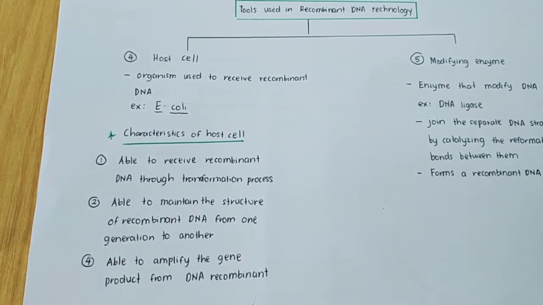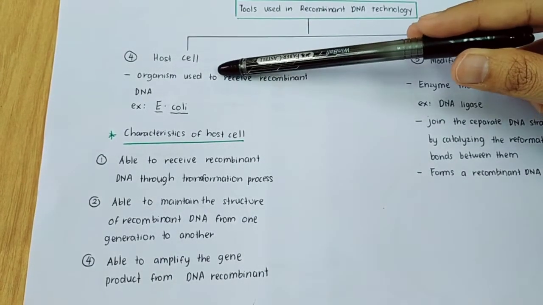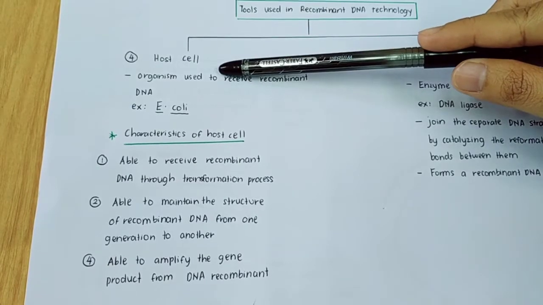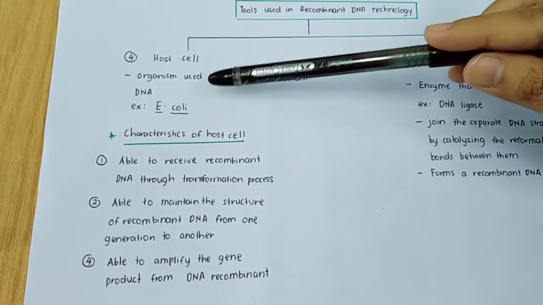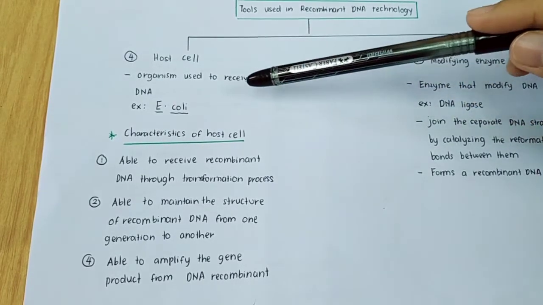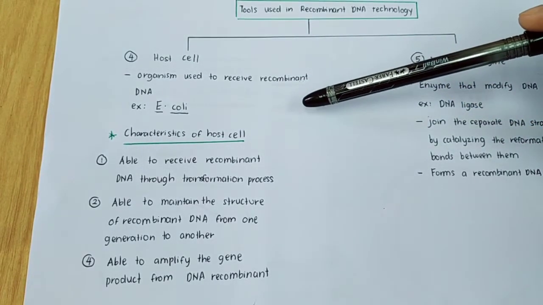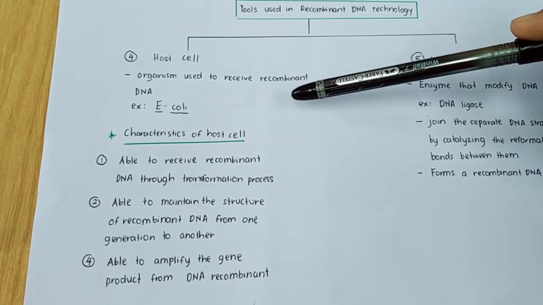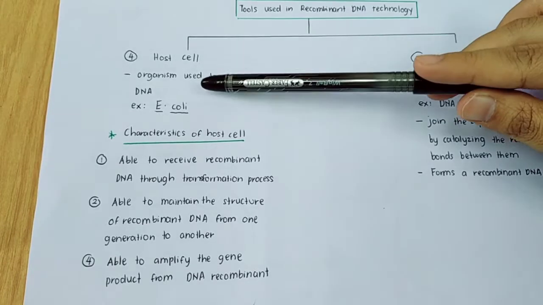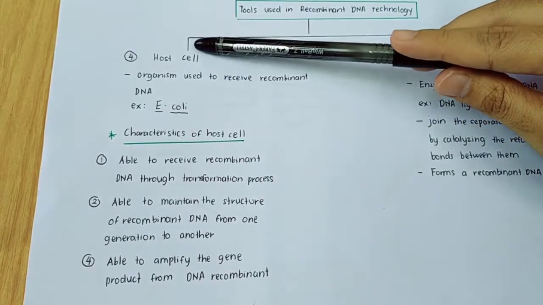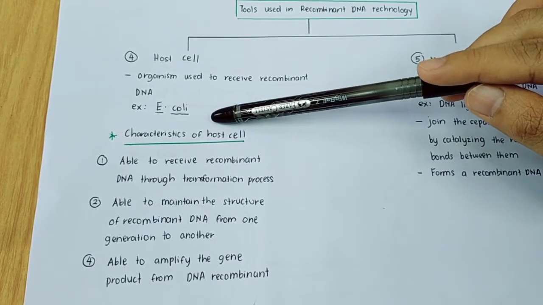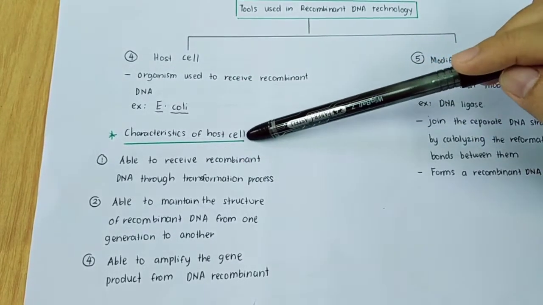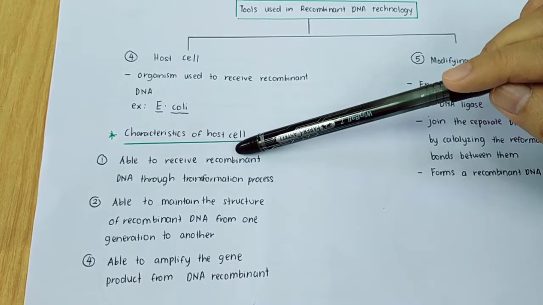Okay, so next we look at the tools number 4, okay, which are host cell. So what is host cell? It is the organism that is used to receive recombinant DNA. Okay, maksudnya bila dah berlaku insertion in between gene of interest into the vector, so it will produce recombinant DNA. So the example of host cell ni dia akan terima lah recombinant DNA. So example of host cell is E. coli.